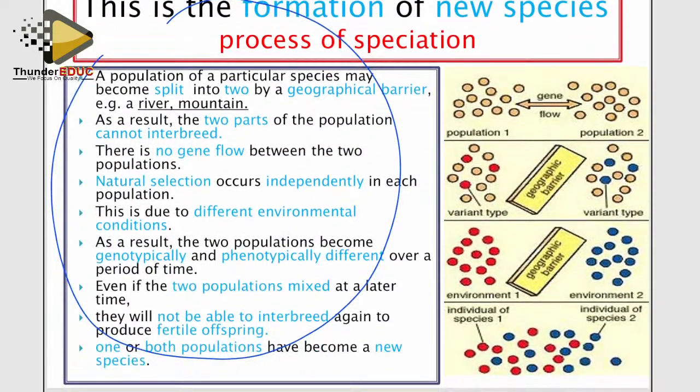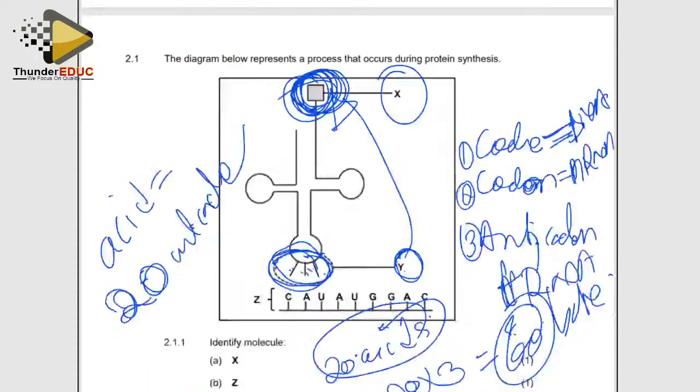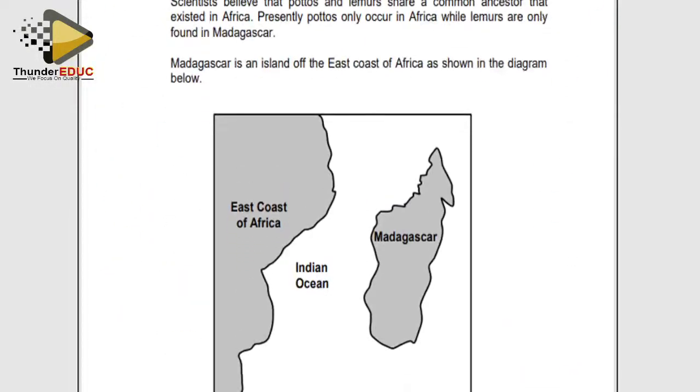So you're saying that a population of a particular species, you mention the particular species, you understand? Becomes split into two by a geographical barrier. You have to mention which geographical barrier it is. Let me show you this example. I think I have an example here.